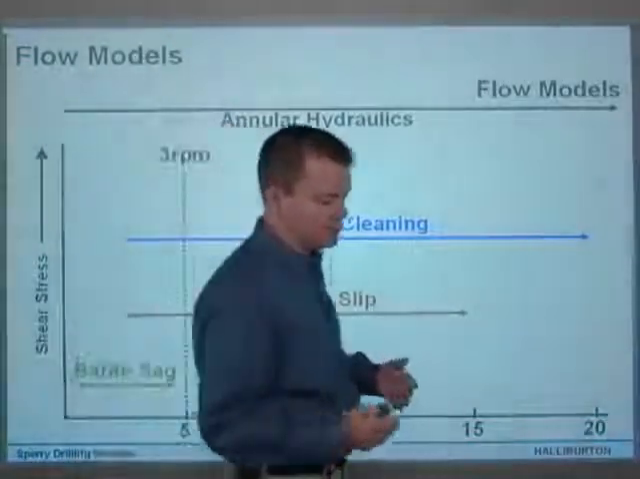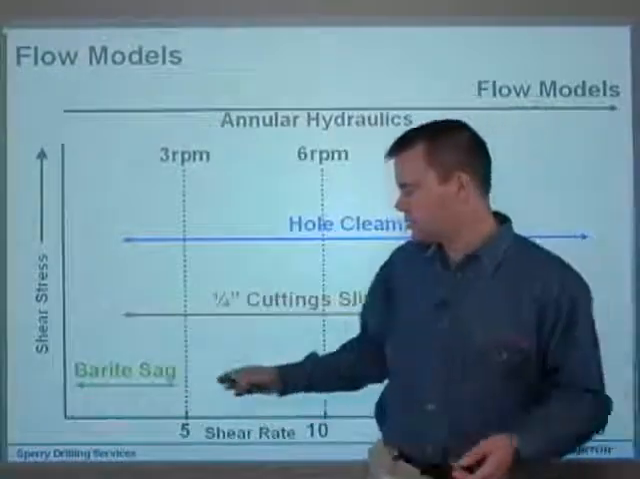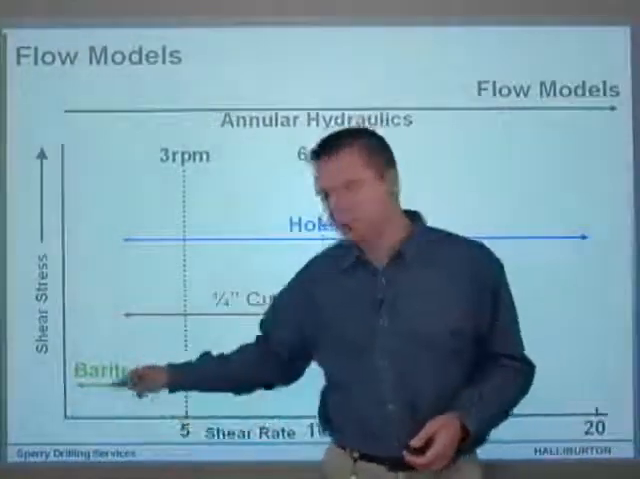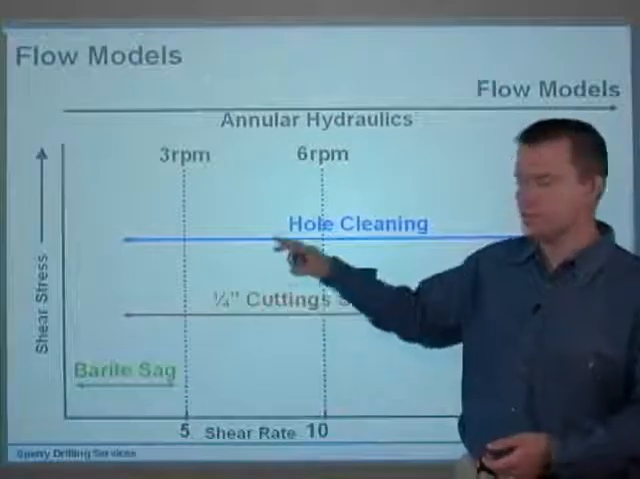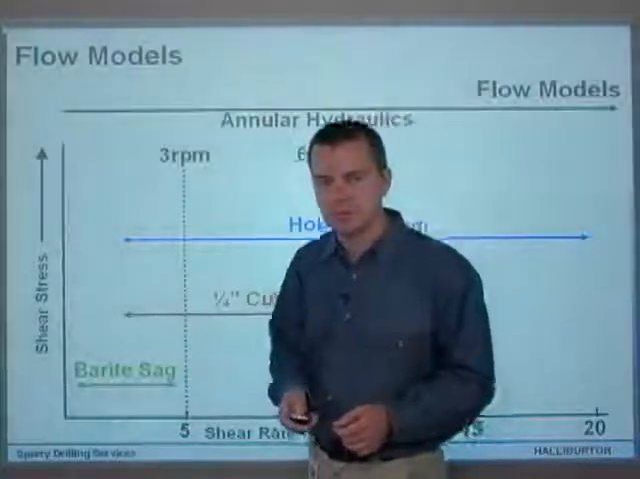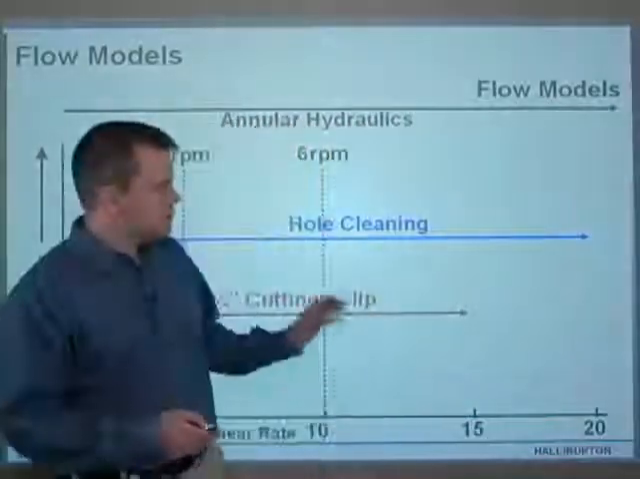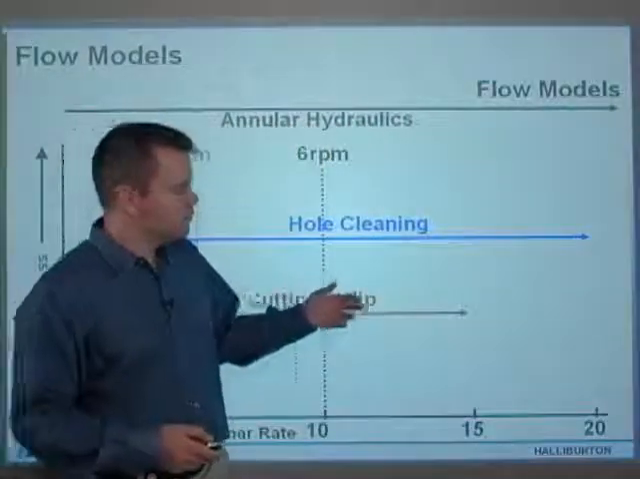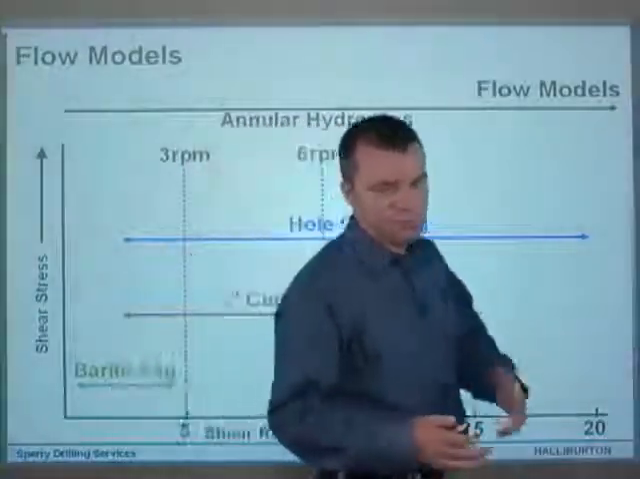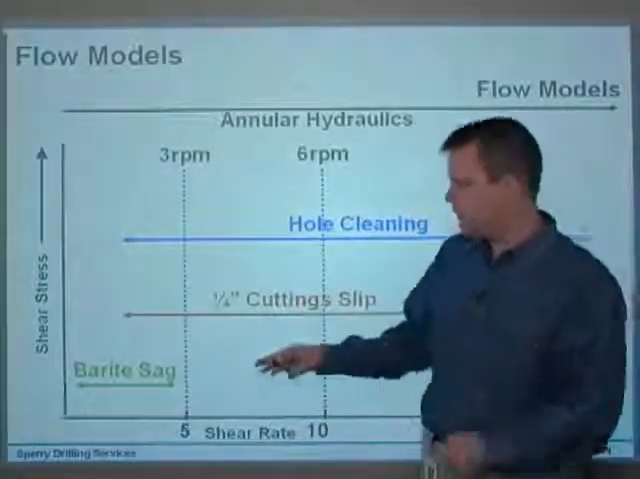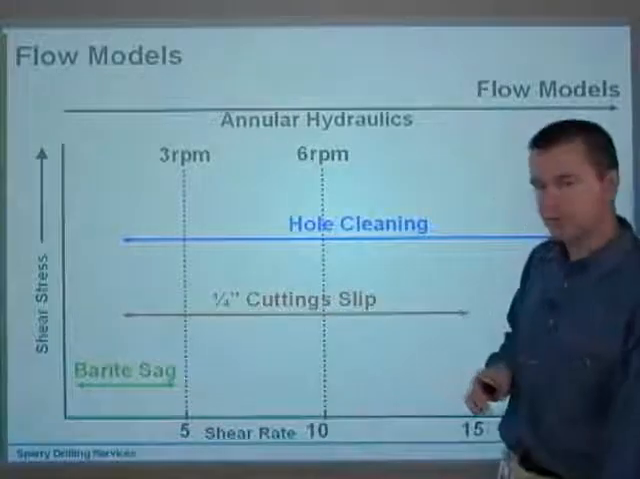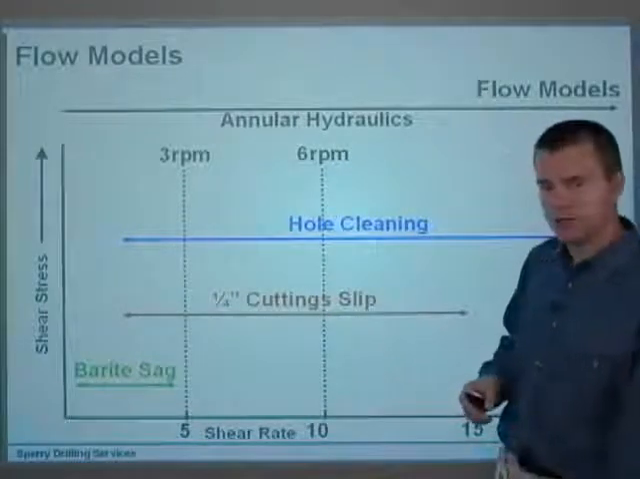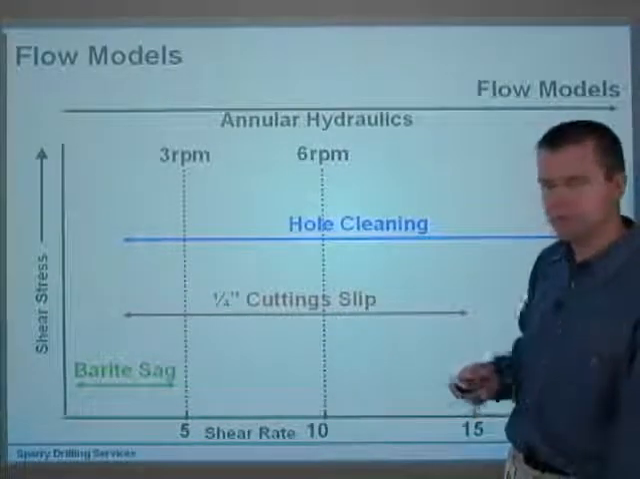And the rate at which barite sags is less than 5, it's somewhere down here. But the ones that we're interested in are your cutting slip velocity and hole cleaning for the purposes of this course. So obviously, if you can model flow correctly in this low shear rate range, then you've got a pretty good model. If you can't, then it's a pretty inaccurate model for hole cleaning and slip velocity.